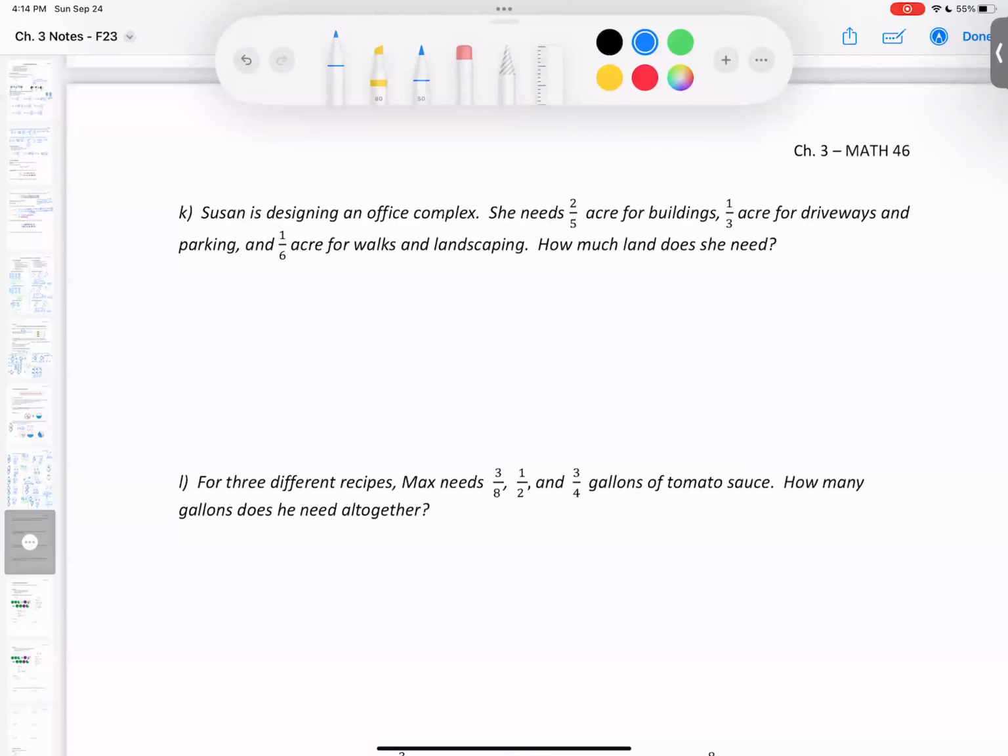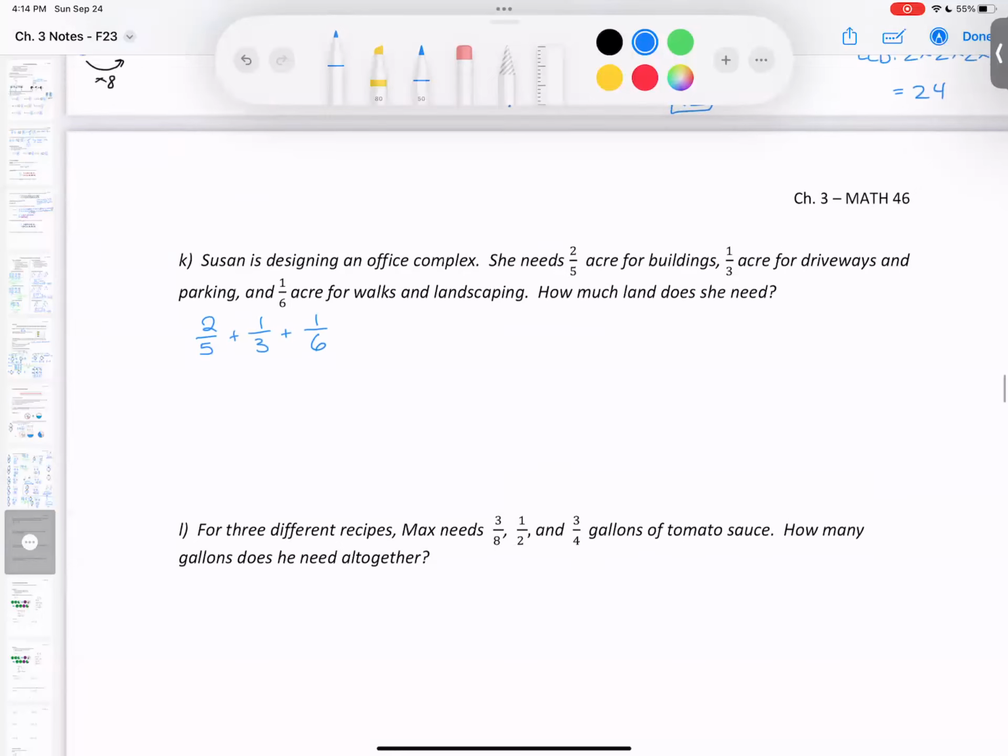So we're looking for a total amount of this land, which means we're adding it. So we have 2/5 plus 1/3 plus 1/6. So we need to find a common denominator for all three of those denominators. I'll do that up above here. So I've got 5, 3, and 6.